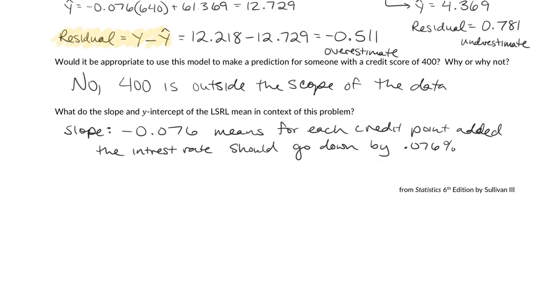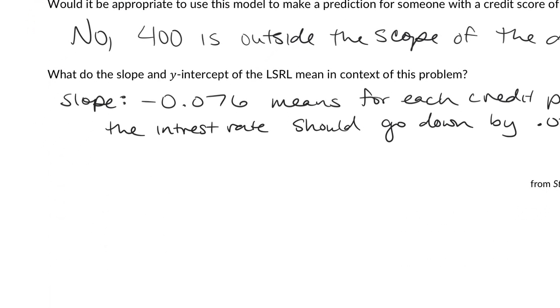Okay, let's look at the second question, which is honestly a more interesting question. It says, what is the y-intercept in context of this problem? What is the y-intercept here? 61.369. And what does it mean in this problem? It starts off with, when we've plugged in what credit score, we get this number. Y-intercepts are always partnered with what x value? 0. So what credit score would we plug in here? 0. So when we plug in a 0 credit score, we get 61% as their interest rate.